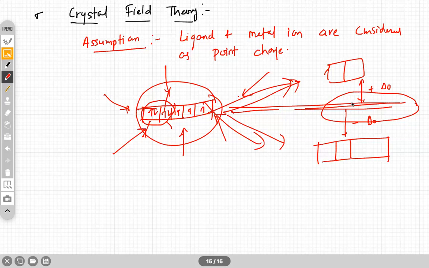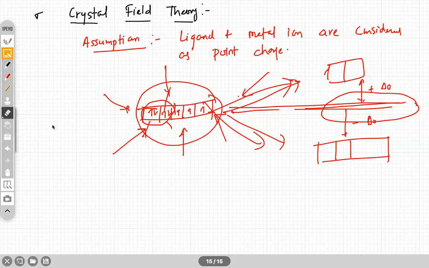So all these things are given properly in NCERT. I would request all of you, after the class, to give at least 10-15 minutes to go through the entire theory of crystal field theory, because if I dictate, it will take a lot of time. So I'm not dictating this theory, whatever I said now. I want you to go through it once.